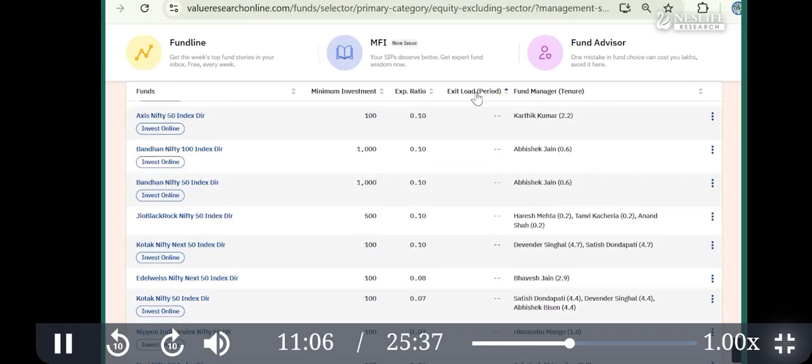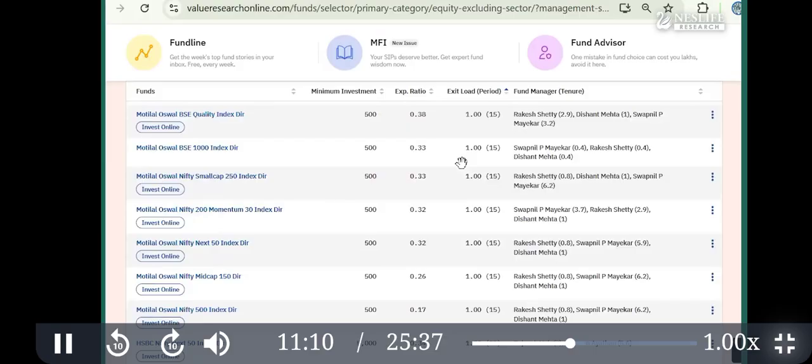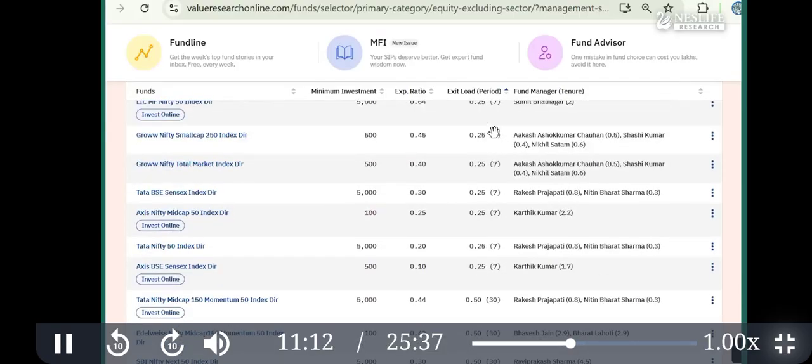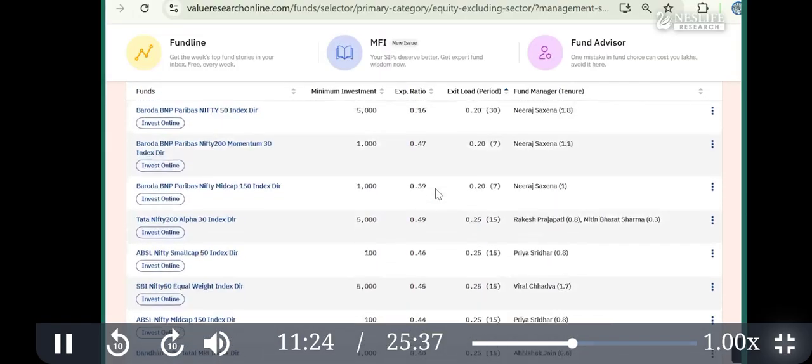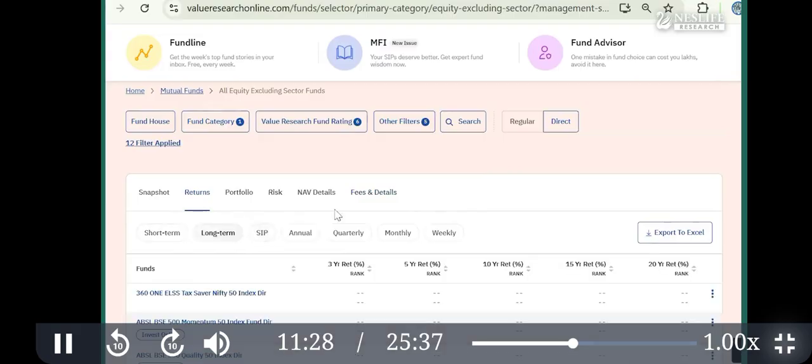Okay, exit load is applicable in some cases, in some it is not. So exit load is applicable in some index funds, and in active funds there will be exit load. So these expenses and exit load are important considerations in index funds as well. Okay, now if you want to select, check any mutual fund, that I'll also select.